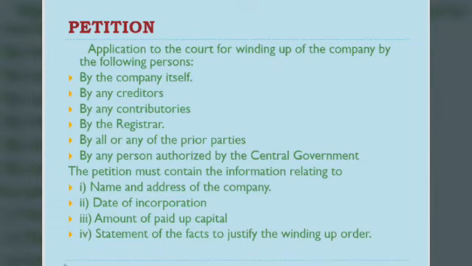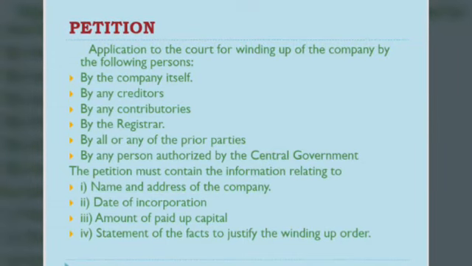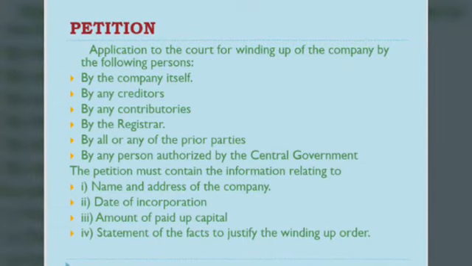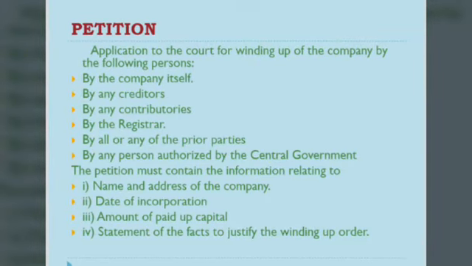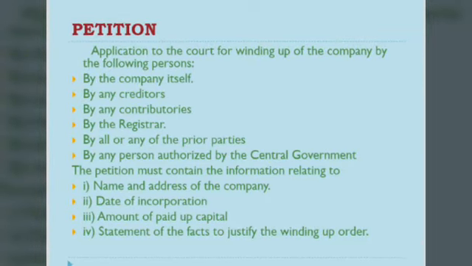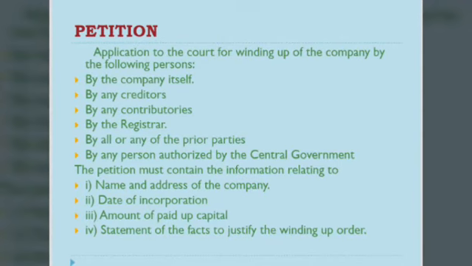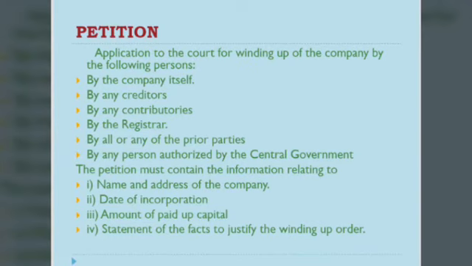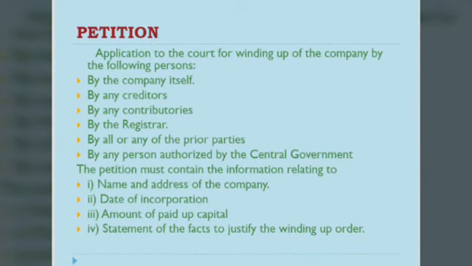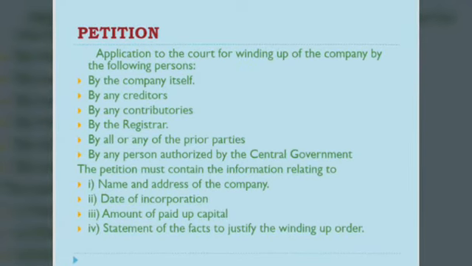Contributories are the shareholders. They are named as contributories at the time of winding up. They contribute to the assets of the company, so they are called contributories. Then the next one is by the ROC. Then by all or any of the prior parties, that is the company and the creditors, or the company and the contributory, any one or two of them can join together and give a petition. Then by any person authorized by the central government.